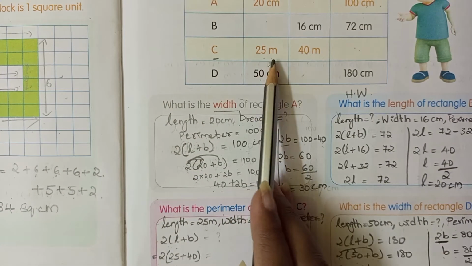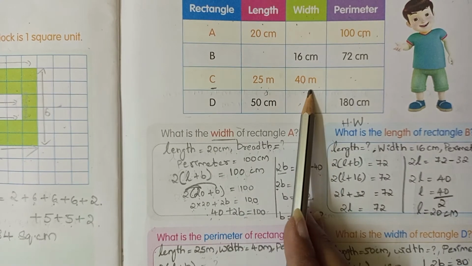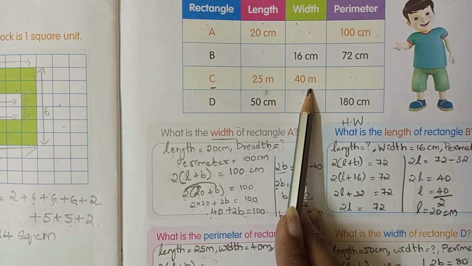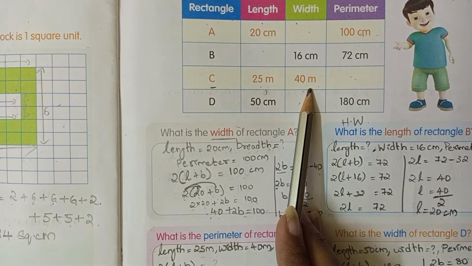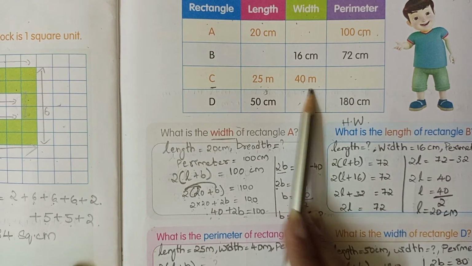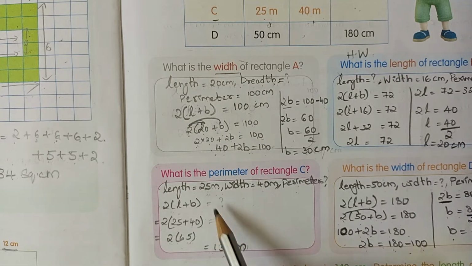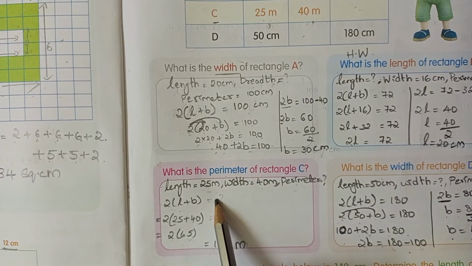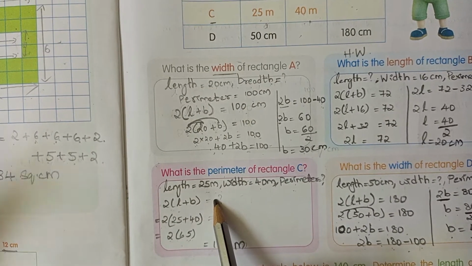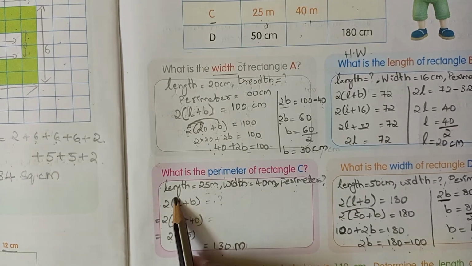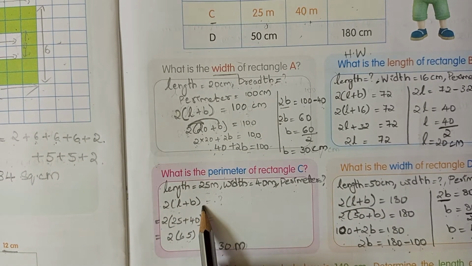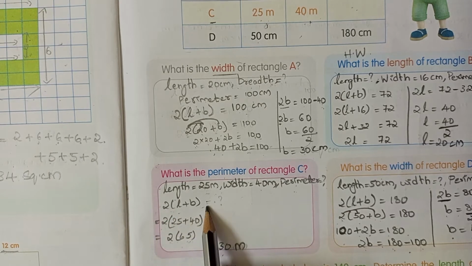See here, 25 meters length, width is 40 meters. Width and breadth are the same. Perimeter of rectangle C. Length is equal to 25 meters. Width is equal to 40 meters. Perimeter we have to find out. Perimeter formula is 2 into L plus B.